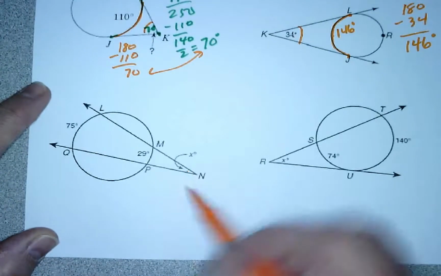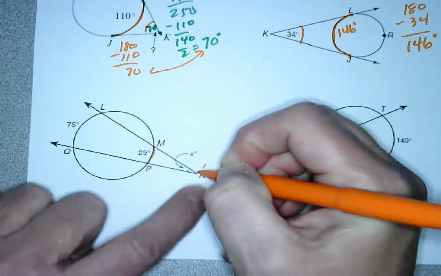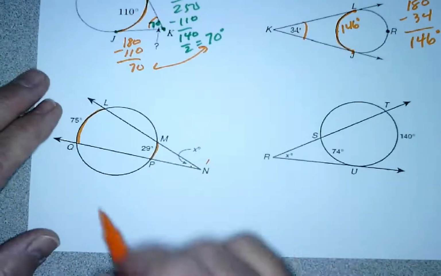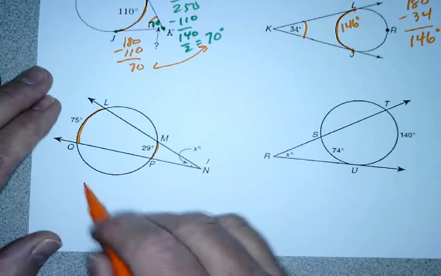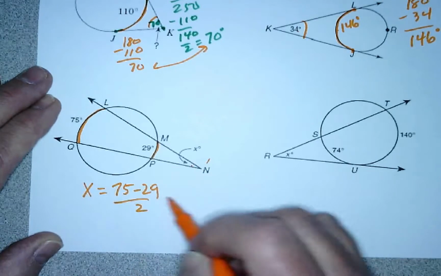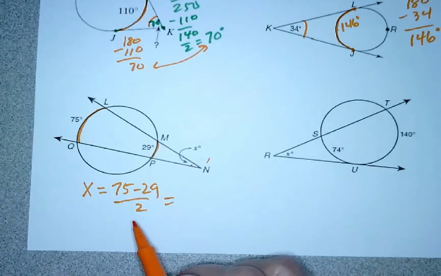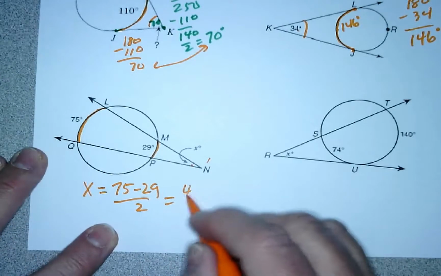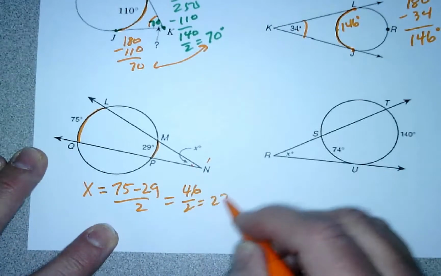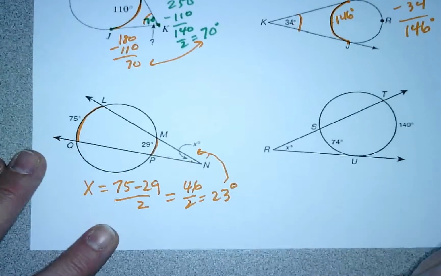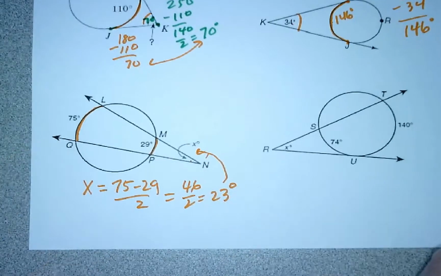Outside angle, the 2 arcs, as I move through, if I follow the sides out, there's this one of 29 and this here of 75. So to find this angle, X equals the difference divided by 2. So 75 minus the 29 gives me 46. Divided by 2 gives me 23. That angle right there is going to be 23. Probably the most common mistake is students forget to divide by 2.